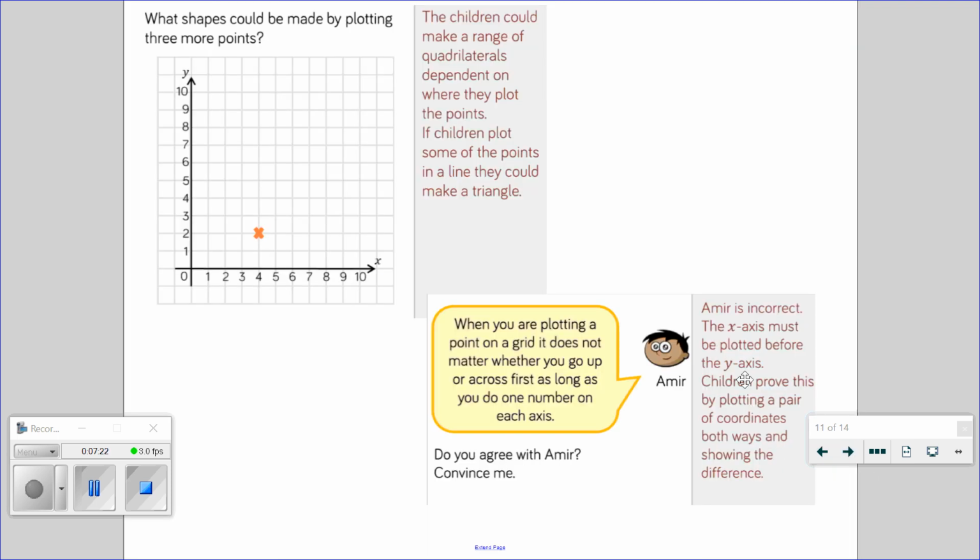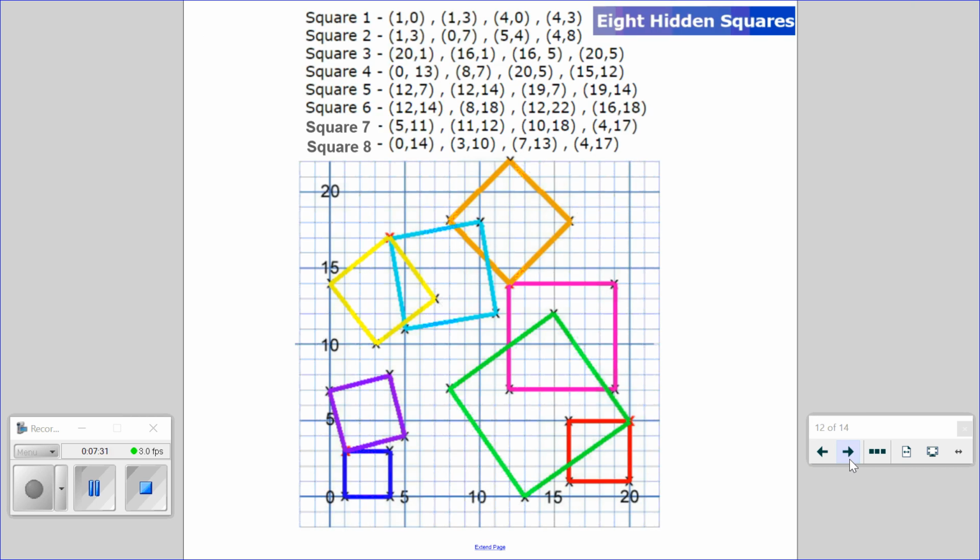So here are the answers to today's challenges. And here is the answer to 8 hidden squares.